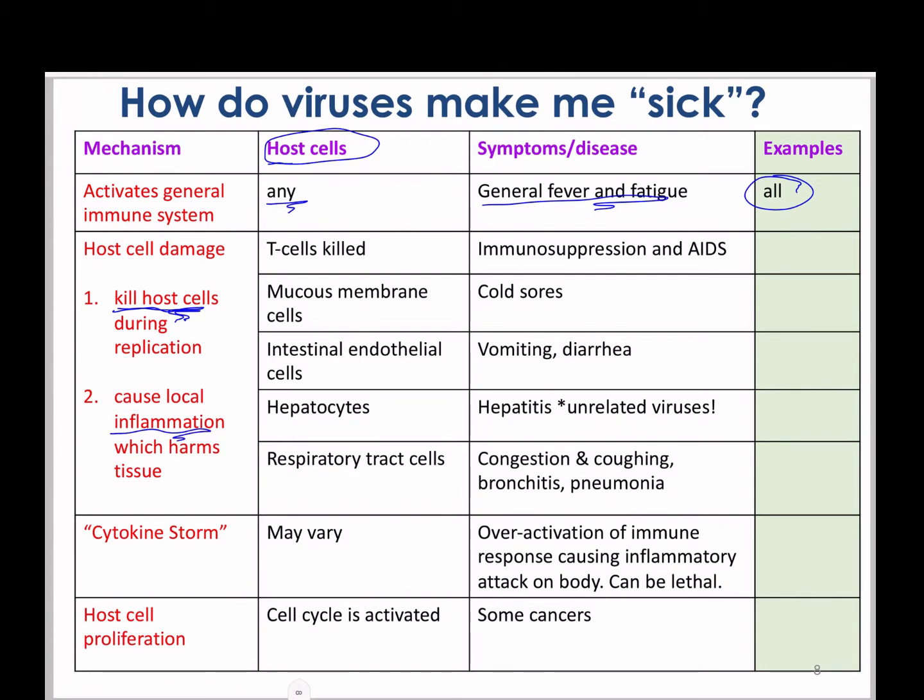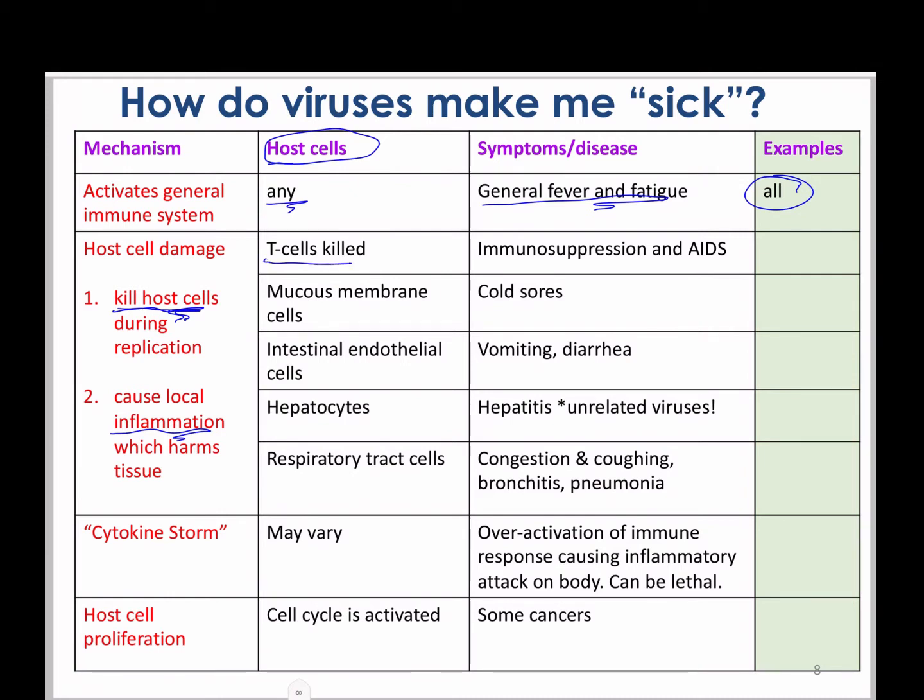So if you look at the type of host cell, you can generally figure out what type of symptoms the disease is going to have, and vice versa. If you know the symptoms, you can figure out what the host cells are. And then I'm going to have you brainstorm some of the example viruses that act at these host cells.